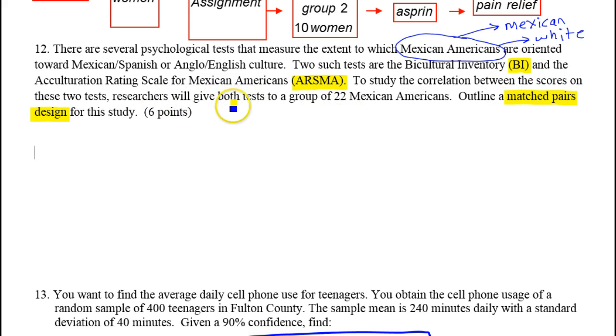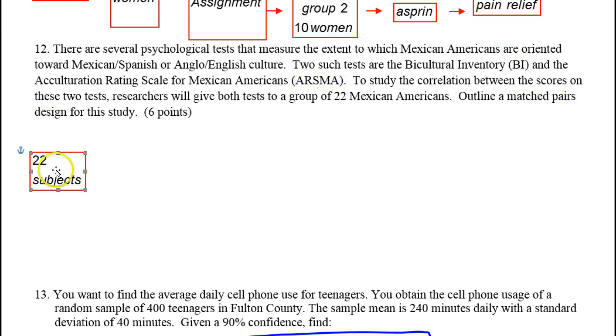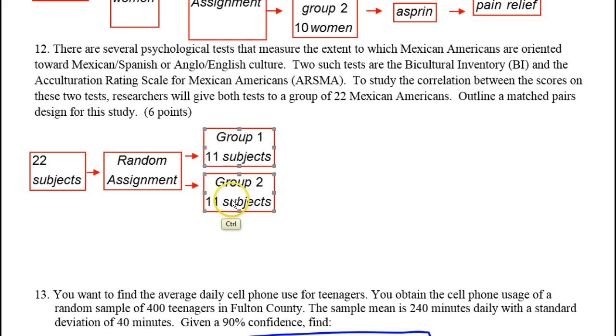So the problem says we have 22 Mexican Americans that are going to participate in this experiment. So let's see how we design this. Let's start with our 22 subjects, our 22 Mexican Americans. Now they need to be divided up into two groups, but how are we going to divide them up? We will divide them up randomly into two groups. So we're going to have group 1 and group 2. Of course, group 1 will have 11 subjects and group 2 will also have 11 subjects.